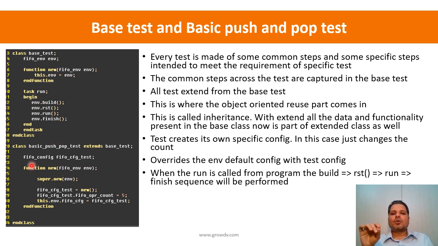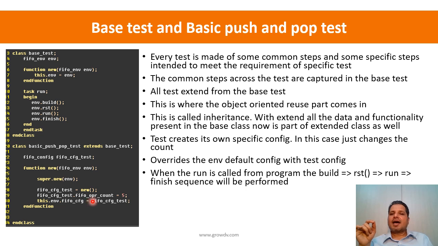Now in this particular test, we will create a FIFO config within the test. If you remember, we had created a FIFO config within the environment as well. Now we are going to create a FIFO config within the test as well, and we will instance that particular FIFO config. We are overriding the count with some specific number. In the environment, we are just randomizing it. Here we are overriding the count with a specific value, and then we say this dot environment dot FIFO config equal to FIFO config test. We are doing all of this in the new of the test.